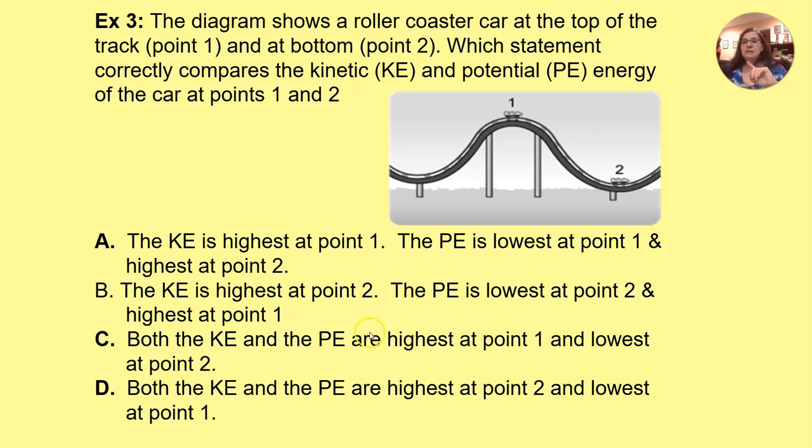Now, the question is, does the potential energy or kinetic energy max out at the top of the hill? Well, potential energy is going to be highest at the top of the hill, which means kinetic energy is going to be the lowest, which means at the bottom of the hill, kinetic energy goes up and potential energy goes down. So the correct option here would be B.